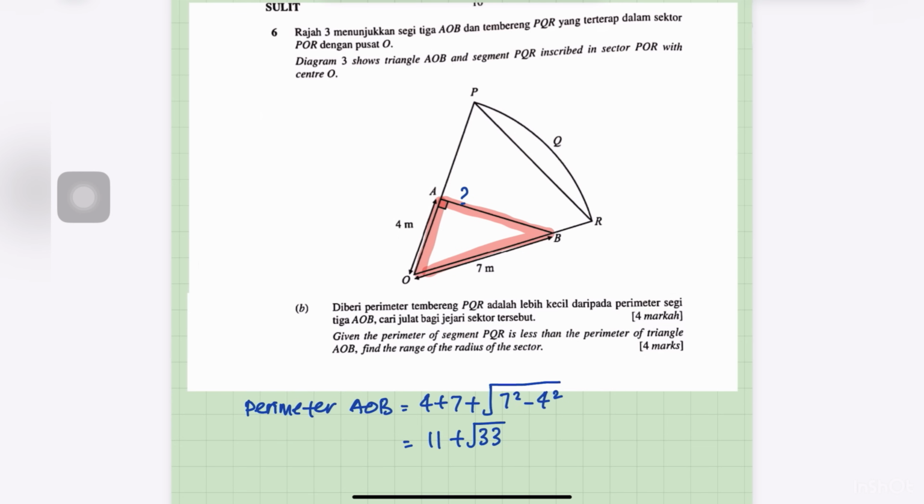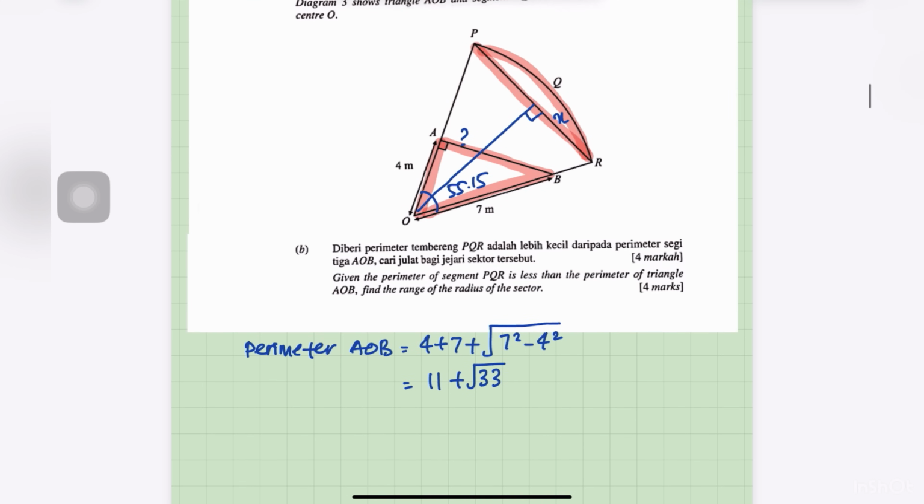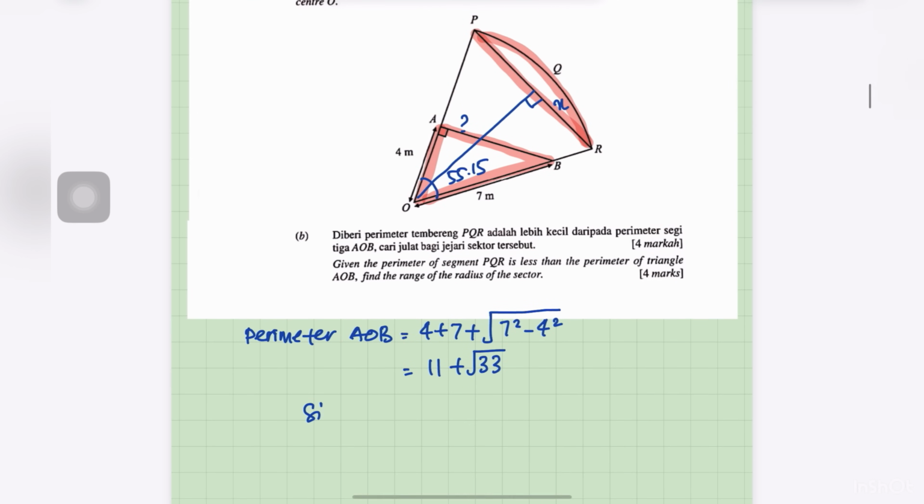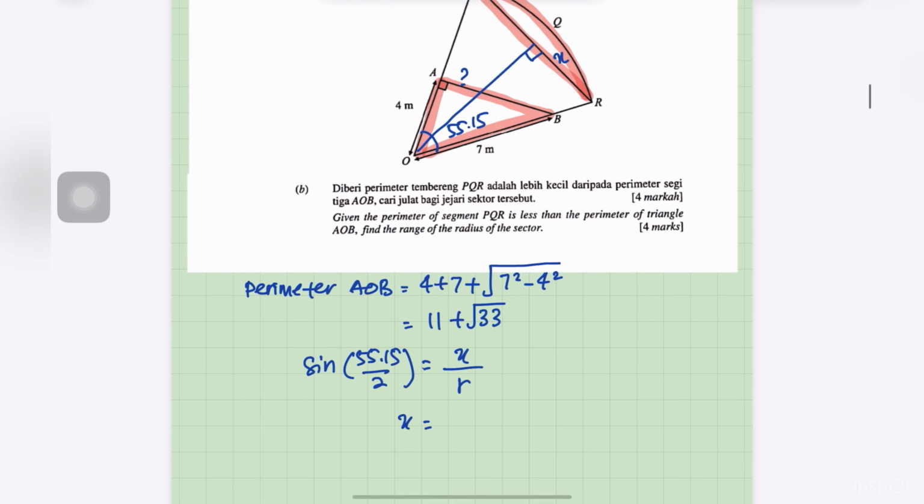Okay, then to find the segment PQR, kita kena cari PR dulu. Ada banyak cara. Saya guna cara ni, potong dua potong dua ni. Okay, so kita cari ni dulu, X dulu. Okay, so tadi this one is 55.15 kan angle dia. Okay, so kita boleh cari X guna sin. Okay, so sin 55.15 divided by 2 sama dengan opposite is X over hypotenuse, dia punya radius. Okay, so X sama dengan R sin 55.15 over 2. Okay, so baru X.